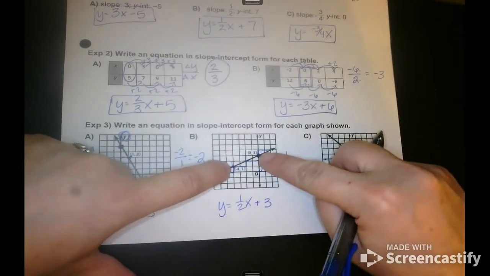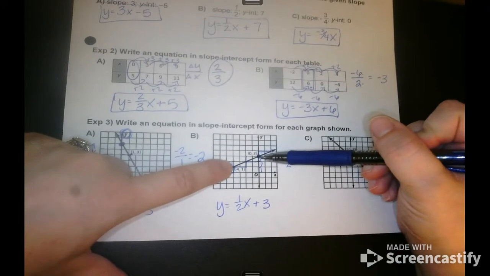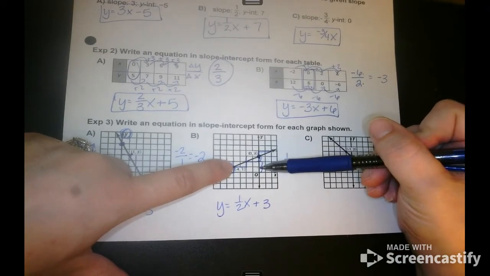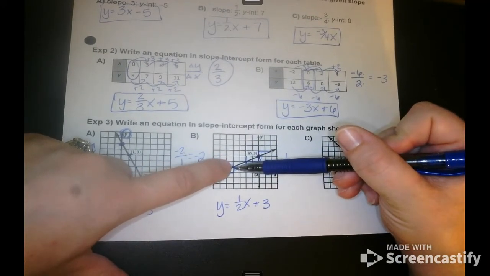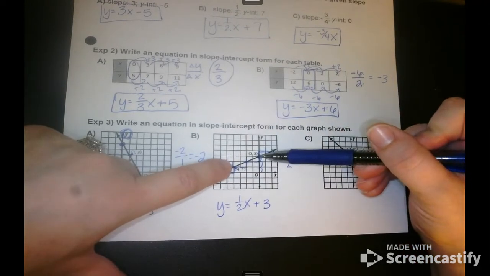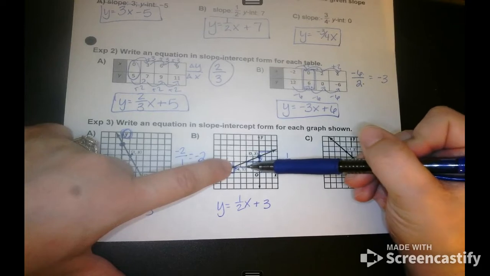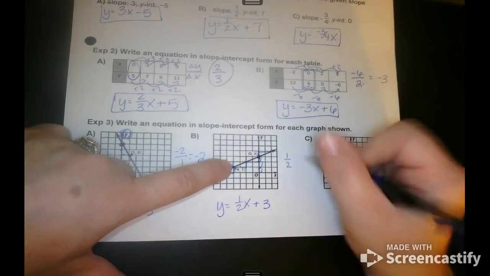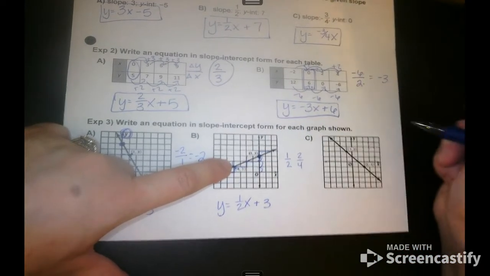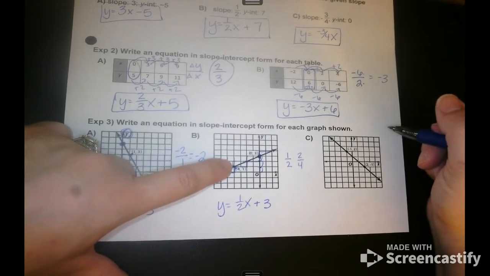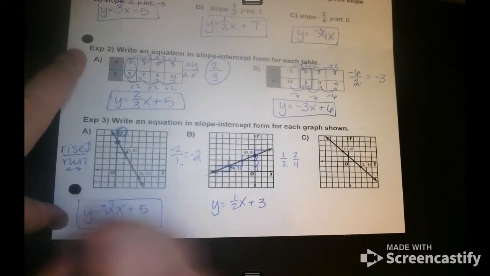Some of you, if you wanted to go from that point to that point, is that what you were doing, Hartley? Going from here to here? That would still work. Let me show you how. I would go down 1, 2, and over 4. Is 2/4 the same thing as 1/2? Yes, it can just be simplified.